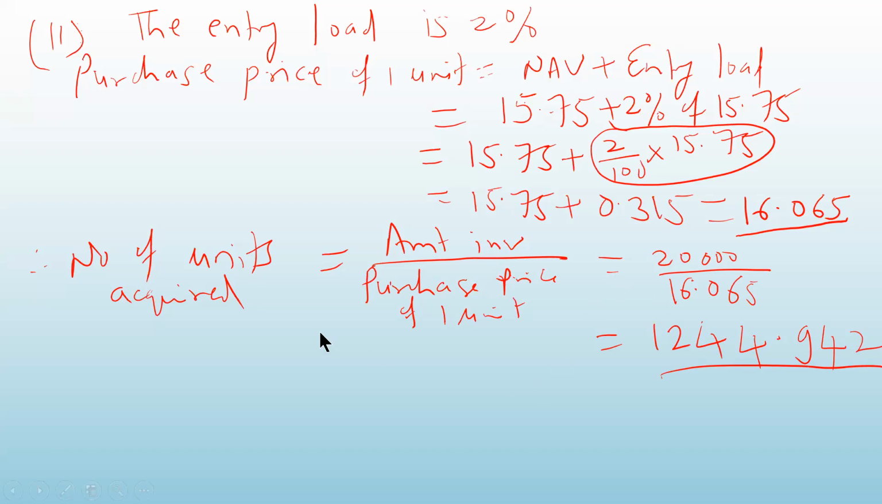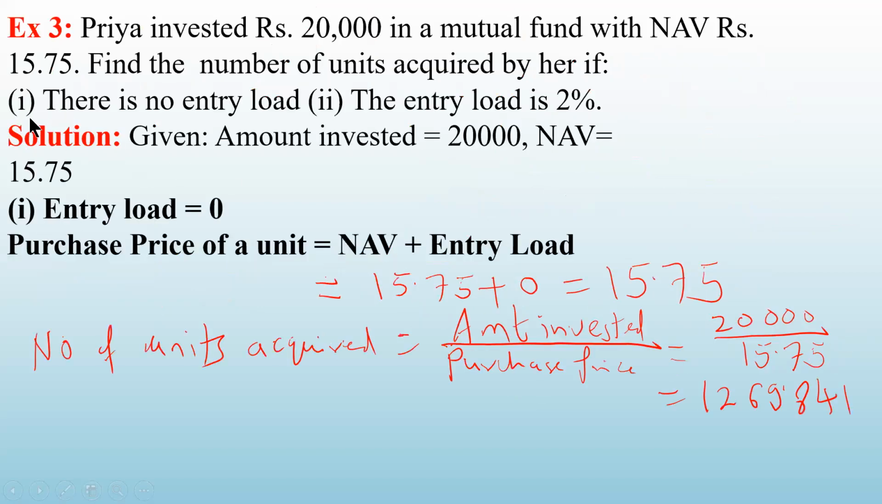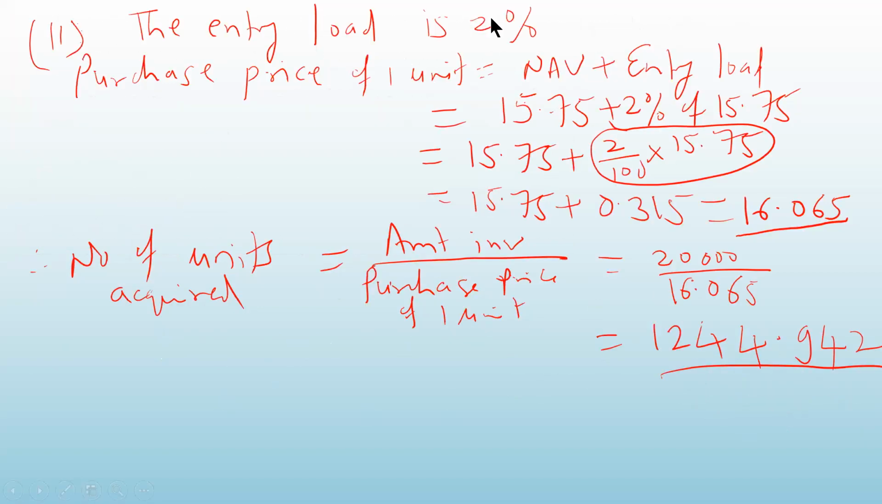Let us compare. In the first sub question, entry load was 0. So purchase price was the same as NAV. And how many units were acquired? 1269. If the entry load is 2%, then how many units are acquired? 1244. So what have you understood? If entry load is there, then the purchase price increases. No? You are adding the entry load to NAV.